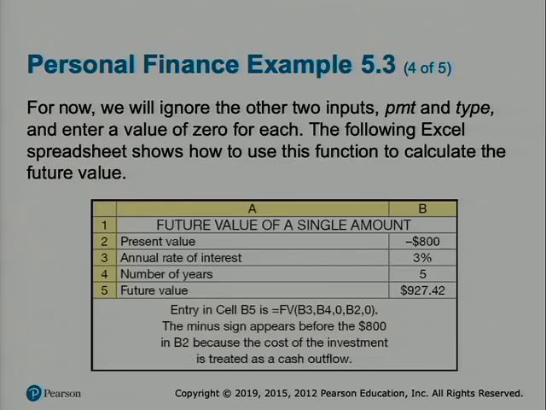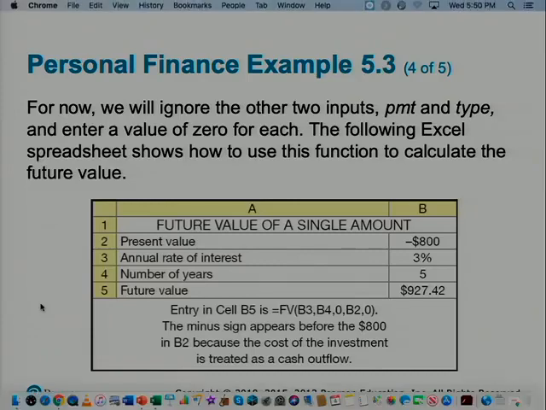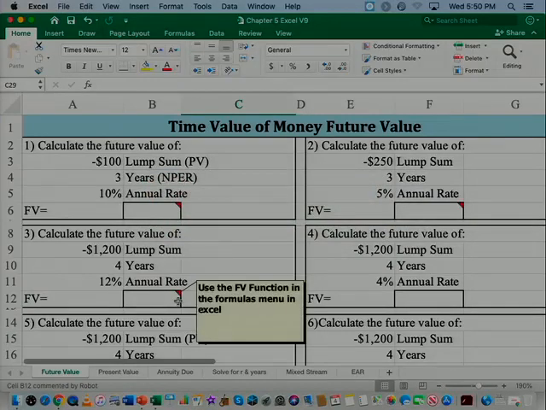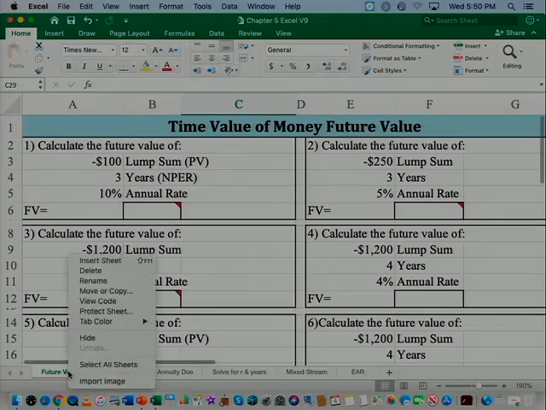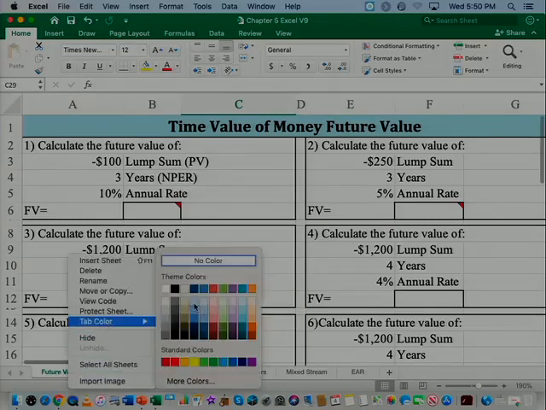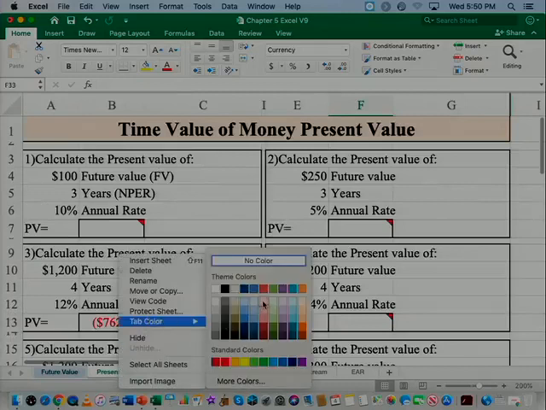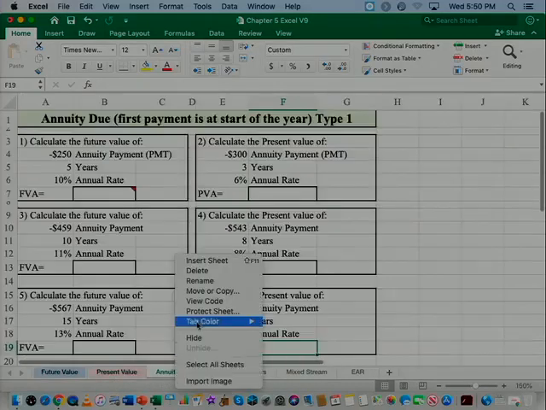So this is how we're going to do it in Excel. This is the example in the lecture, but we're going to switch to the Excel file to calculate it. And so you want to pull down this time value of money. It's the first tab. It says future value. And I think one thing I could do in the future is I'll make these tabs the same color as the headline.